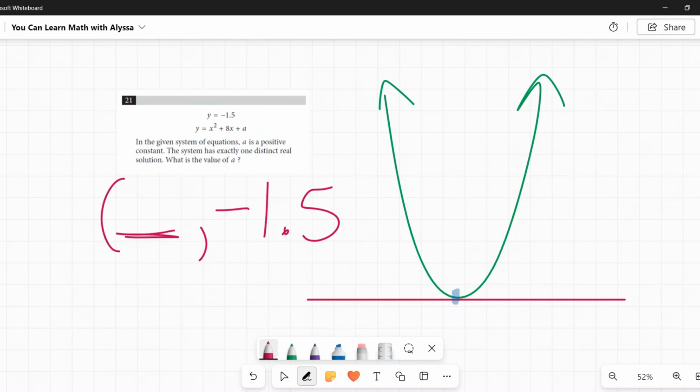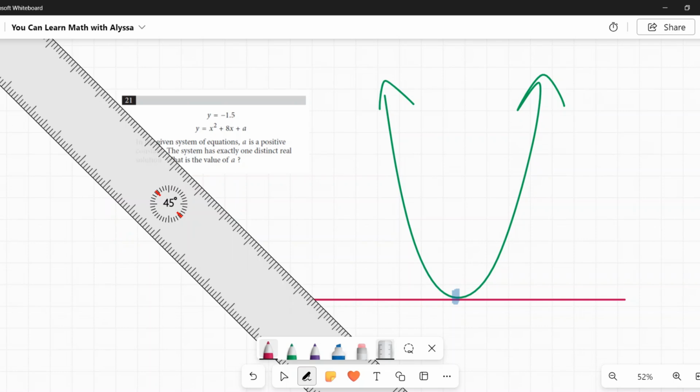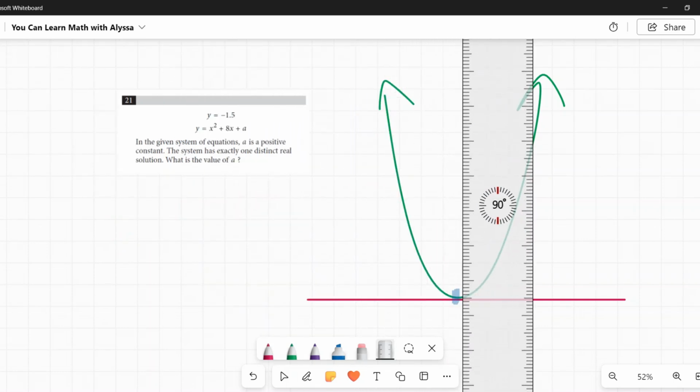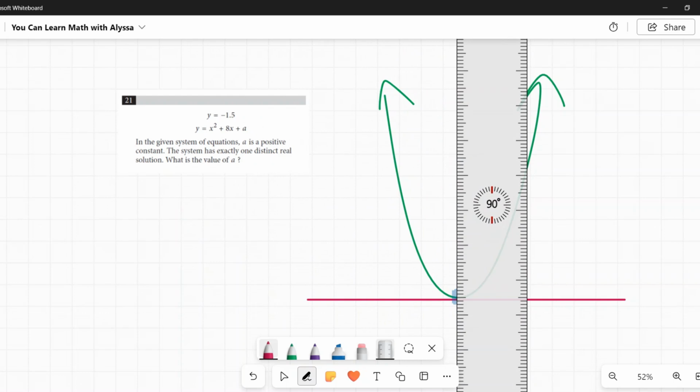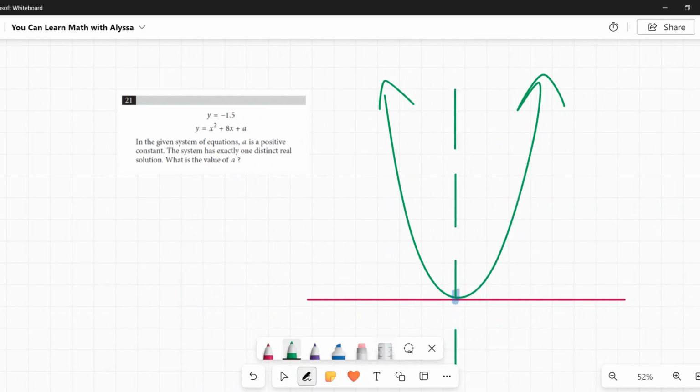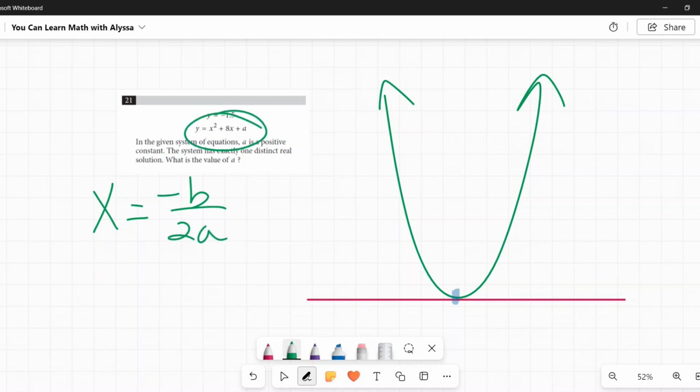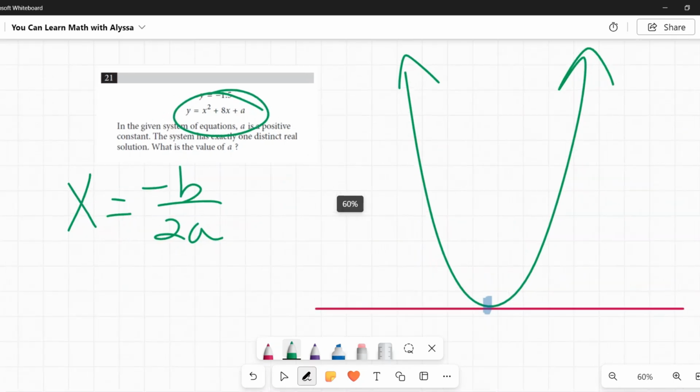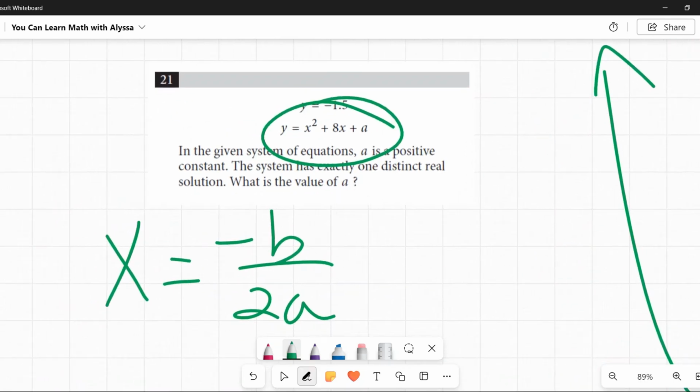Now, the axis of symmetry is a line that goes right down the middle of a parabola, and that divides it into two symmetrical parts. It always goes through the vertex. That's why it's so important for finding the vertex. The formula for this is x equals -b over 2a. Now, that's really helpful here because that a and that b, I'm going to zoom in really close so you can see this.